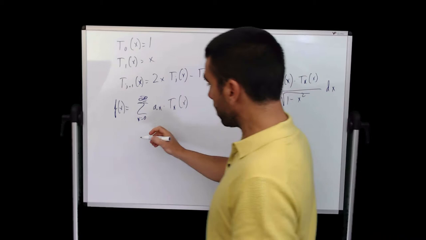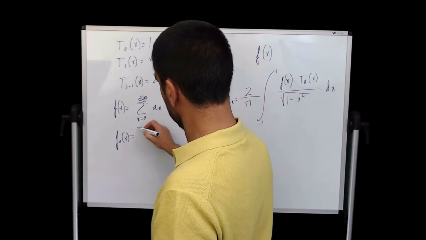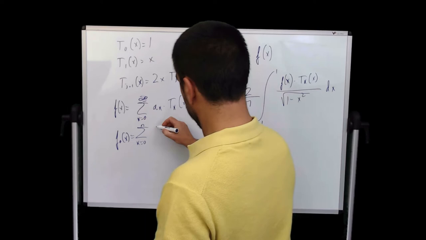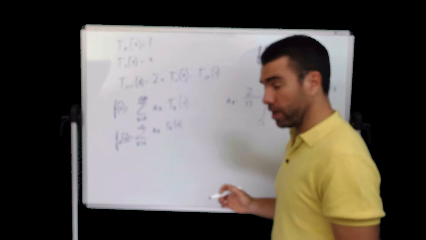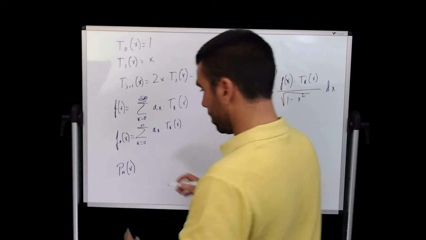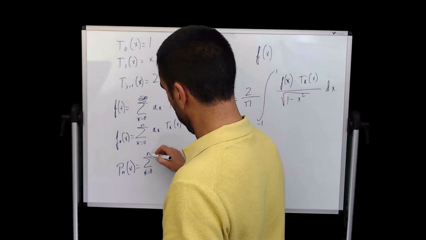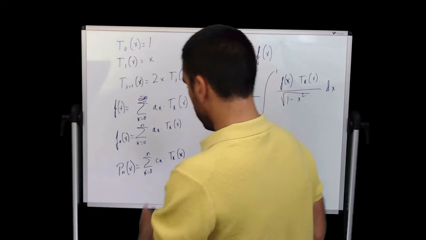Then we have the truncated Chebyshev expansion, f_n(x), equals the same thing, but instead of to infinity, to a number n. And finally, we have this thing, p_n(x). Let me write down what it is, and I'll explain in a second. The sum from k equals 0 to n of c_k T_k(x).